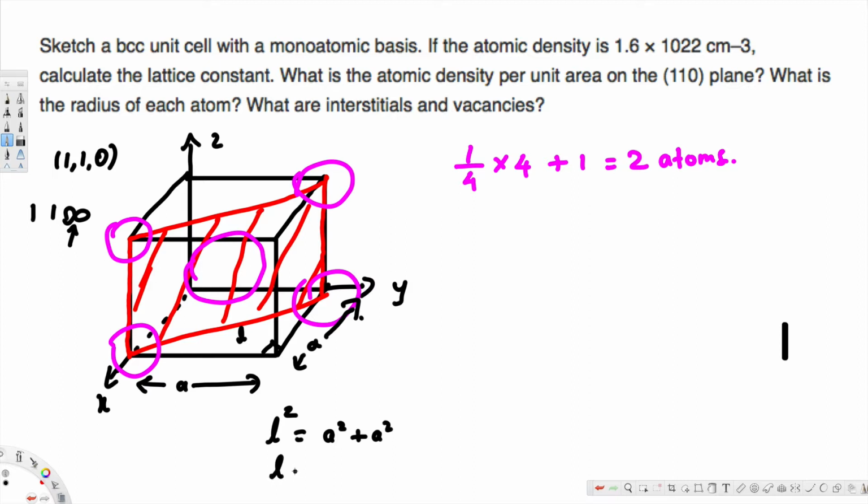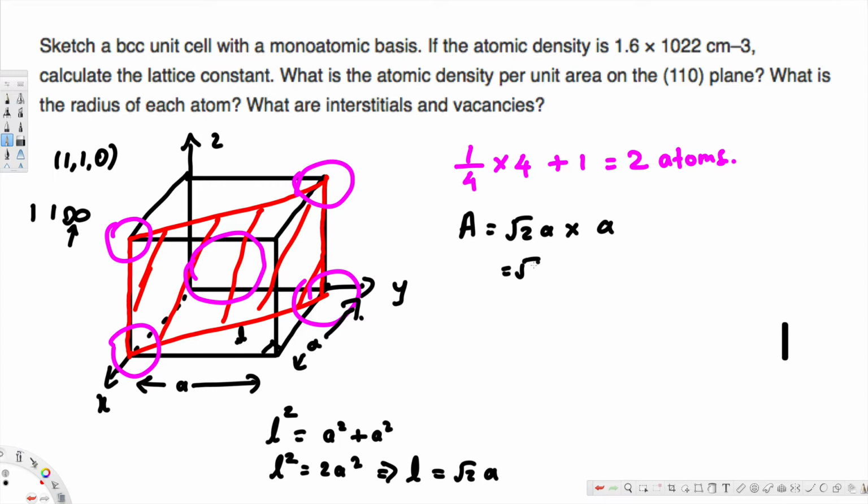So L square is going to be 2A square. Therefore, L is going to be equivalent to square root of 2A. Okay. So this is going to be the hypotenuse. Now since we know the hypotenuse, that's going to be the length of this plane, the 110 plane. We know the width is A, the length is square root of 2A, so the area is going to be square root of 2A times the width, that is A.